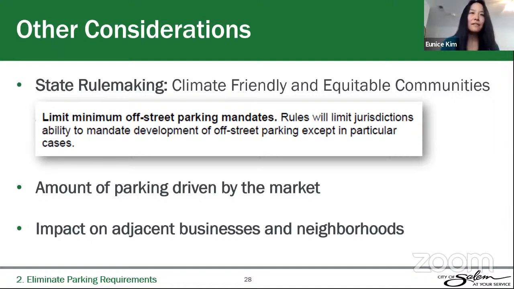Just wanted to also point out, obviously, by eliminating all parking requirements, if we were to do that, the market could still provide it. And again, we have heard concerns about impacts on adjacent businesses and neighborhoods, and cars parking all over neighborhoods.